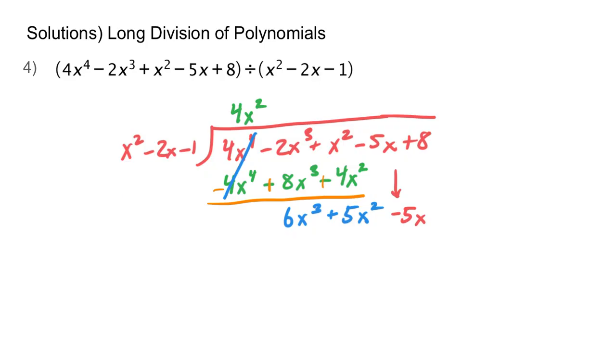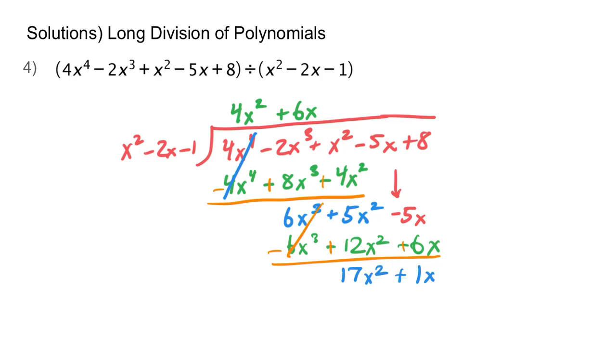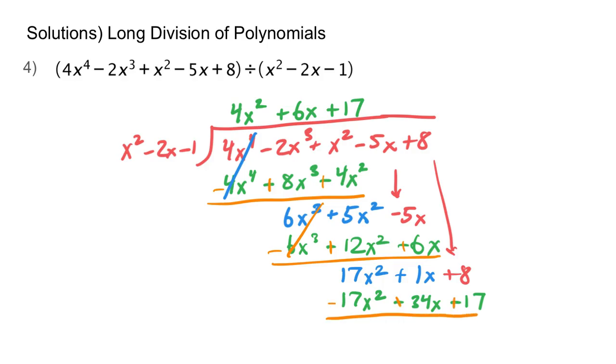What times x squared will give me 6x to the 3rd? I will then distribute my 6x. Turn this into a subtraction problem, changing all of my signs and subtracting. Bring down my next term. And figure out what times x squared will give me 17x squared. And now distributing the 17 through. And subtracting one last time, making sure to change all of my signs.